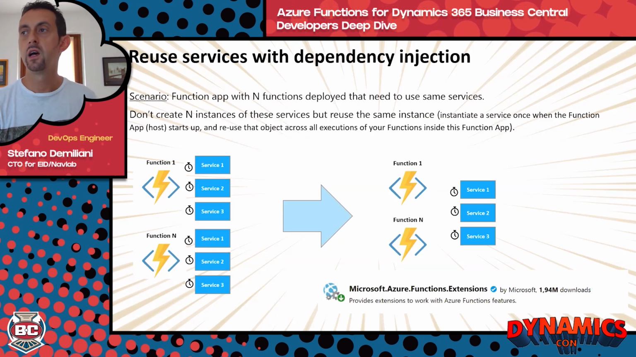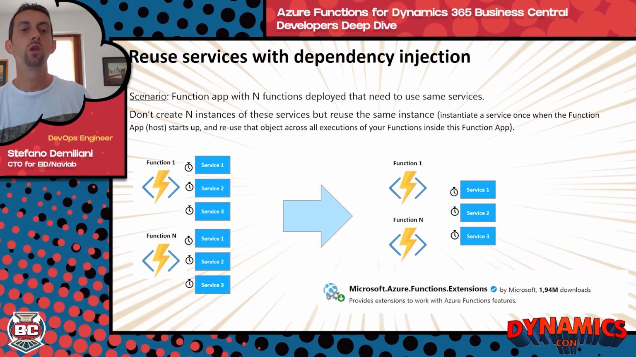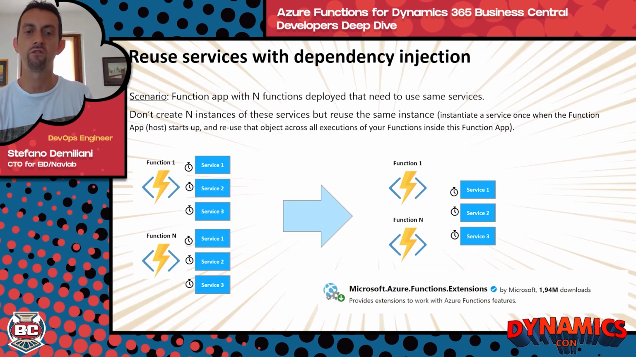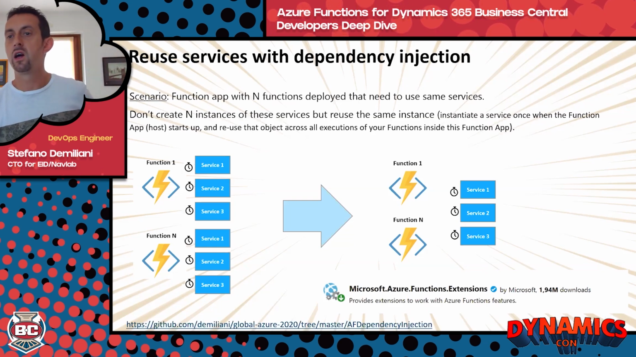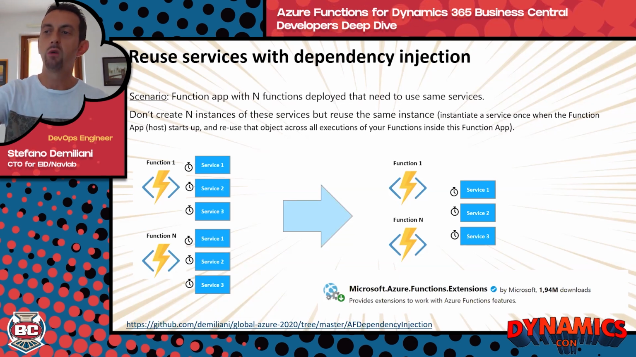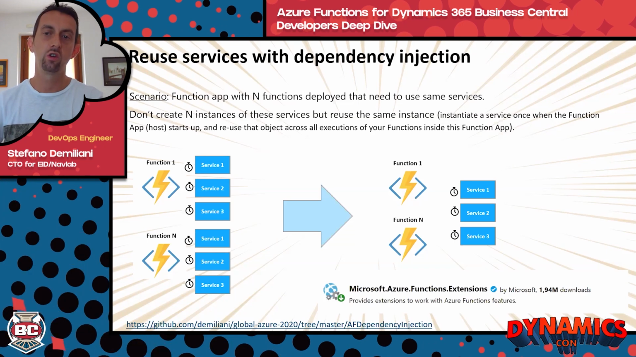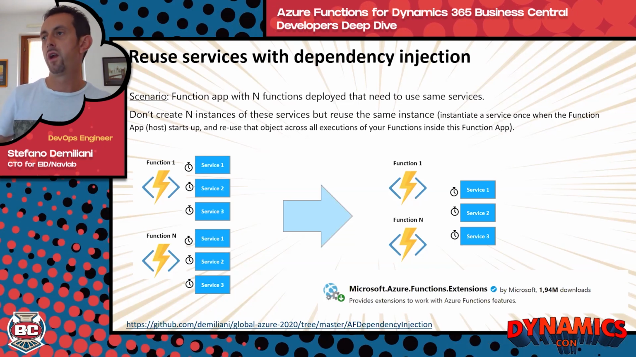microsoft.azure.function.extensions, and it permits you to save time. You remember that in the cloud you pay for time and you pay for memory. These tricks permit you to save time and memory, so a lower cost for your functions. And I provided here a complete example of how to use Azure Function Dependency Injection for connecting to external services in this link.